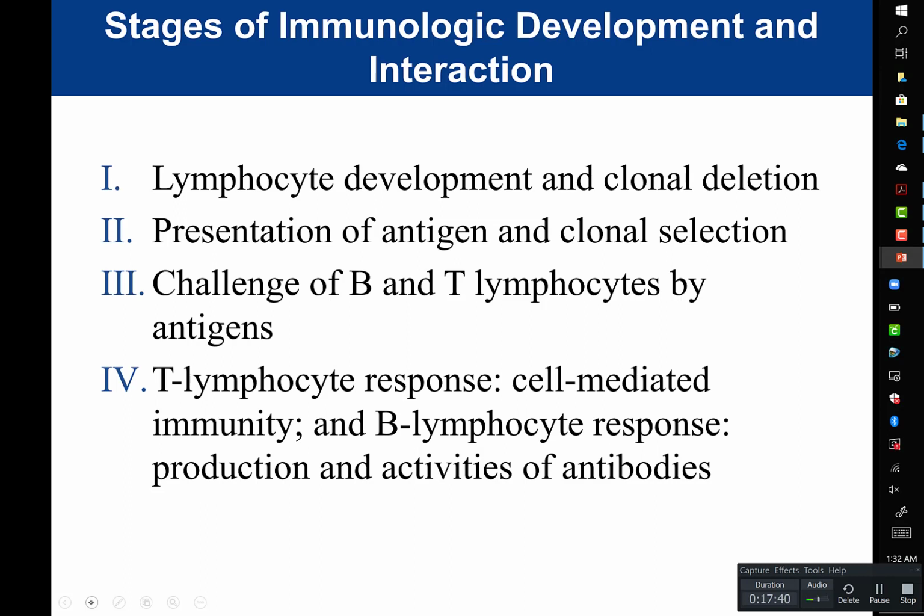Then the challenge of B and T lymphocytes by antigens, and then the T lymphocyte response, which is what we call cell-mediated immunity, and the B lymphocyte response, which is going to include humoral immunity and the production and activities of antibodies. And so we're going to walk through and talk about these different stages and how they are achieved and how they occur.